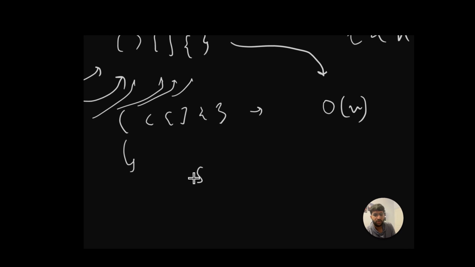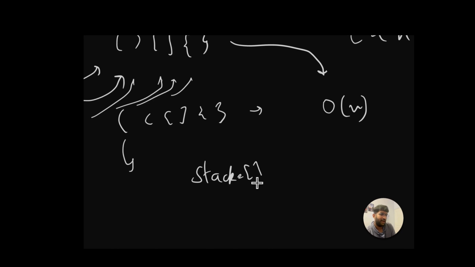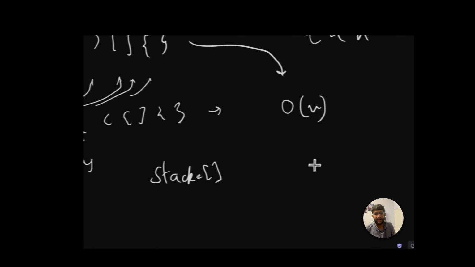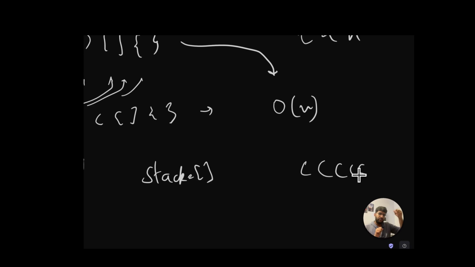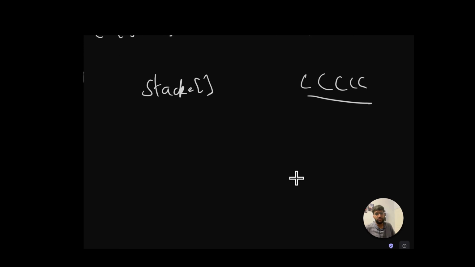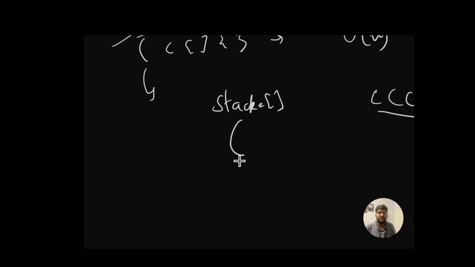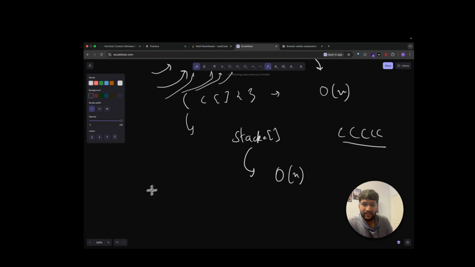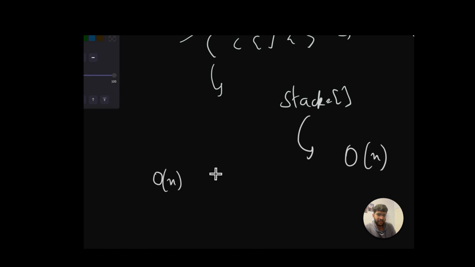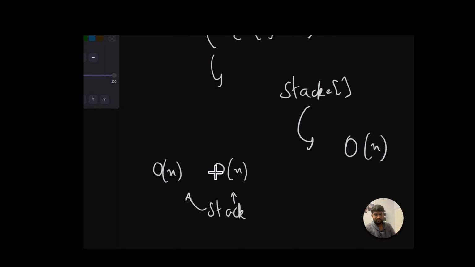For space, we are using something called a stack, right? A new list. And theoretically, the stack could have the same size as the input. If we only have opening brackets like this, it'll keep adding to the stack, right? So in this case, the stack size will also be equal to the input size. That's why we can also call this O of n. So in our case, time taken is O of n and space taken is also O of n.